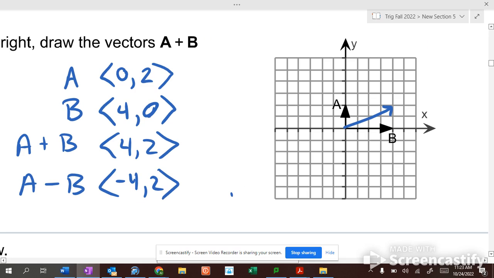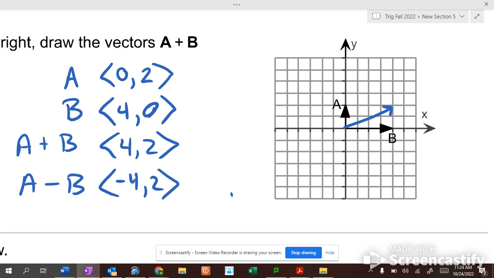So A goes over 0 and up 2, so it would be component form of 0, 2. B goes over 4 to the right and 0 up, so it'd be 4, 0. If we add A and B, it'd be a component form of 4, 2. If we subtract A and B, it'd be a component form of negative 4, 2.